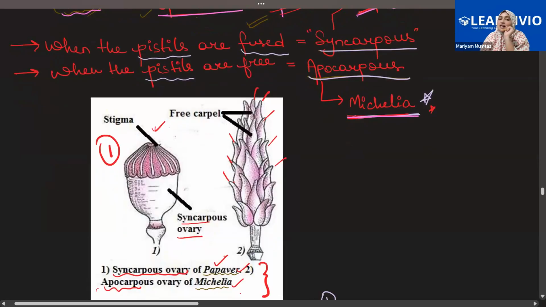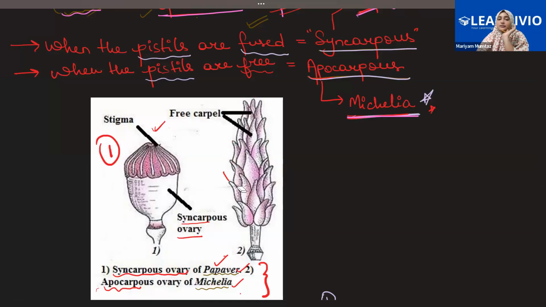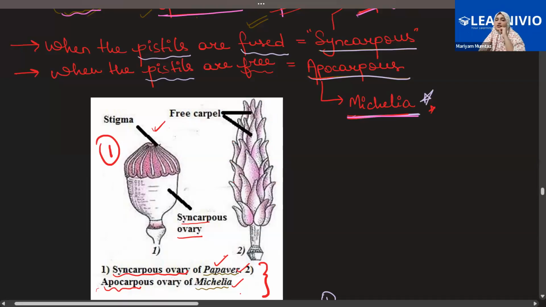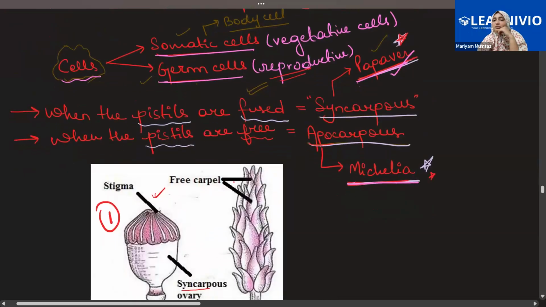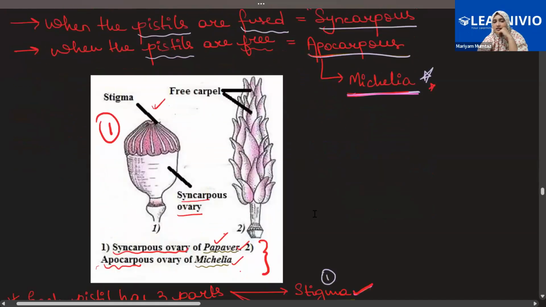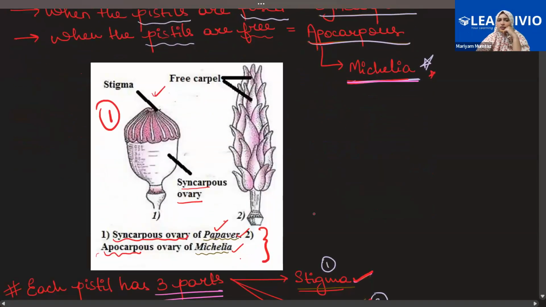But when the pistils are free, meaning when they are not fused, we call it apocarpous. Can you see here how these are all in the air? How none of it is fused? So this is how a free pistil, the apocarpous condition, looks. The first one, the syncarpous, is found in the Papaver plant. And the second condition, apocarpous, is found in the Michelia plant. Okay, this picture is there in your NCERT book also.